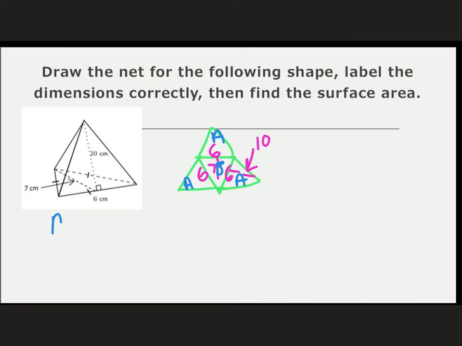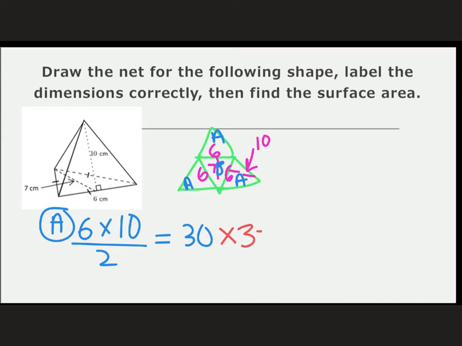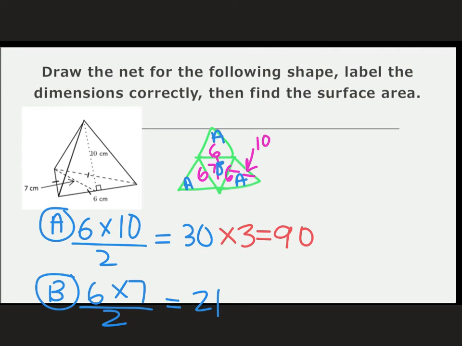So find the area of each one. Shape A, they are 6 by 10's, but they're triangles, so make sure you divide by 2. You should get 30. Now for this one, we have to multiply by 3 because I have 3 shape A's, so you should get 90. And then shape B, that's our center triangle in there, which is a 6 by 7. Divide by 2 because it's a triangle, should get 21. No need to multiply that because I only have 1 shape B.